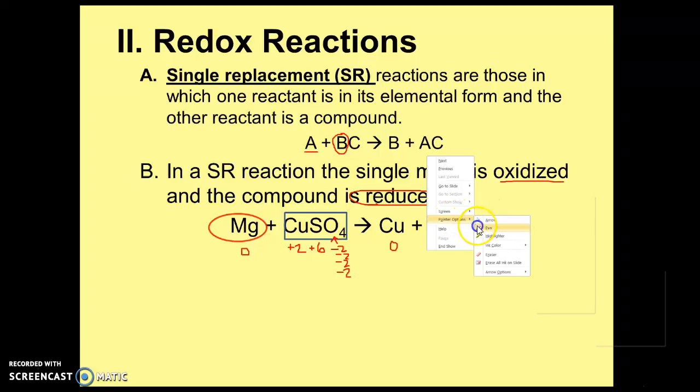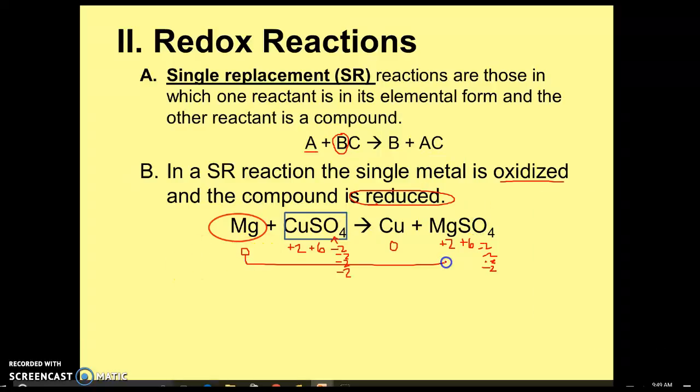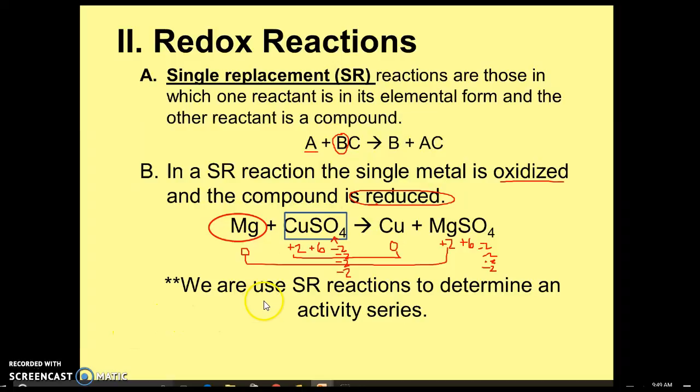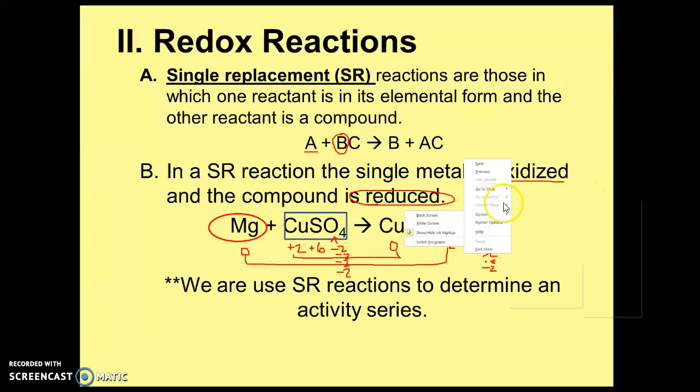All right, so then we can see that magnesium's going from 0 to +2. Copper is going from +2 to 0. Remember, if the number is going up, it's oxidized, so magnesium is oxidized. And if the number is going down, copper sulfate is being reduced. We are using single replacement reactions to determine an activity series, so we're going to be doing this today in class. Remember, if it's this type of reaction, the metal, which starts as metal, gets oxidized, and then the metal inside the solution gets reduced.